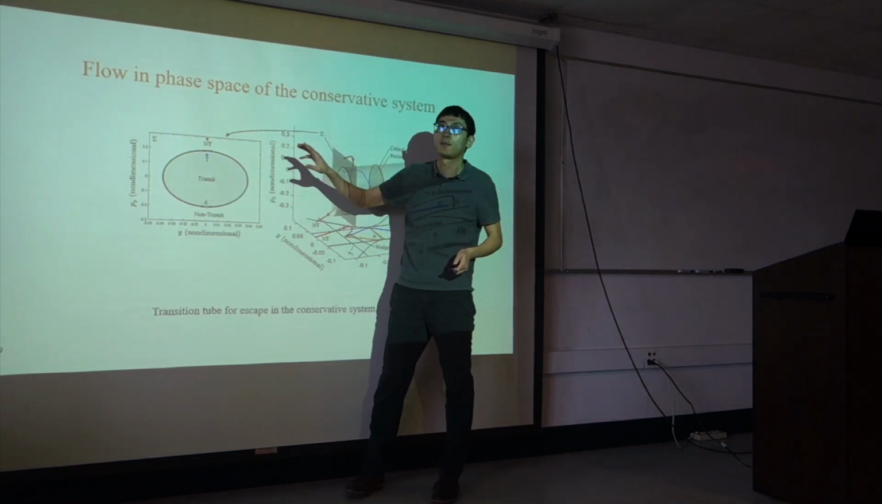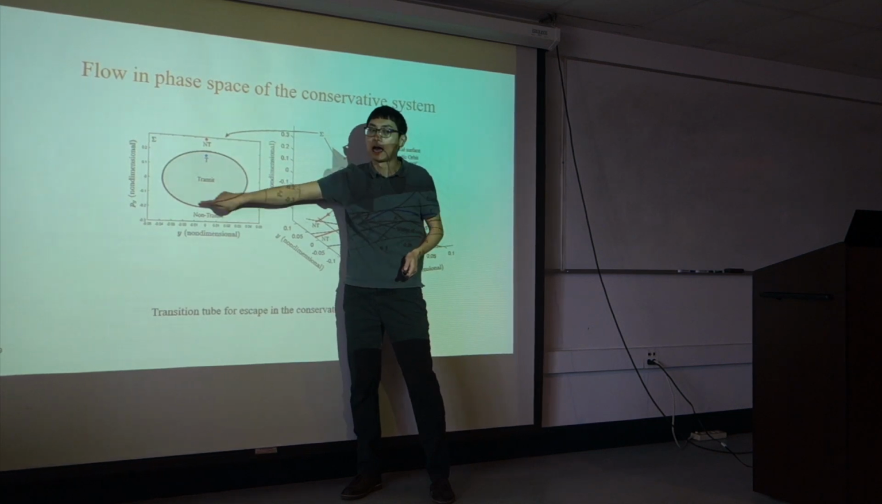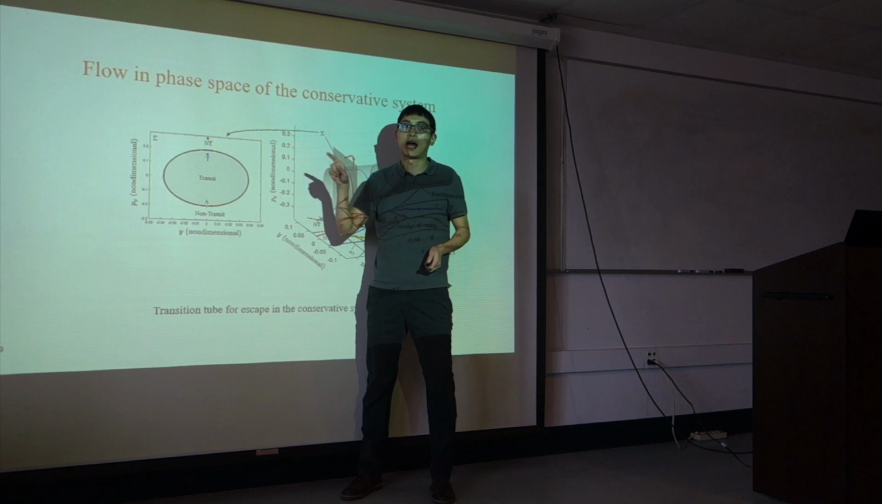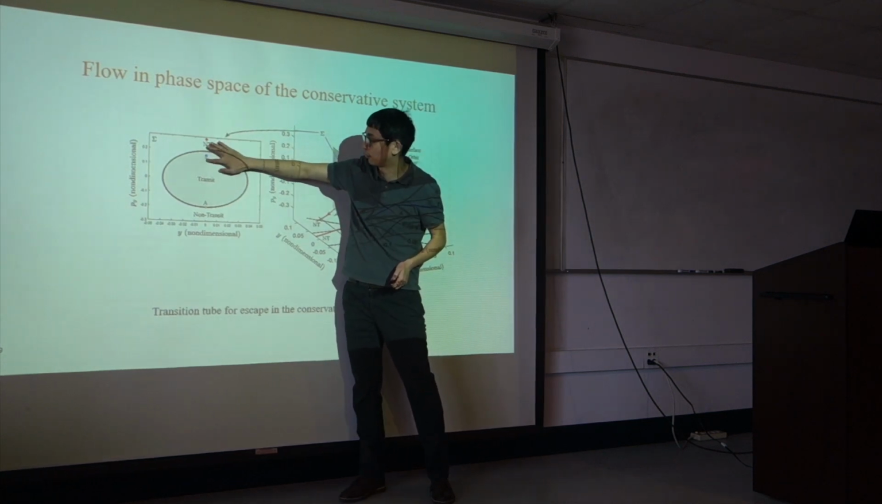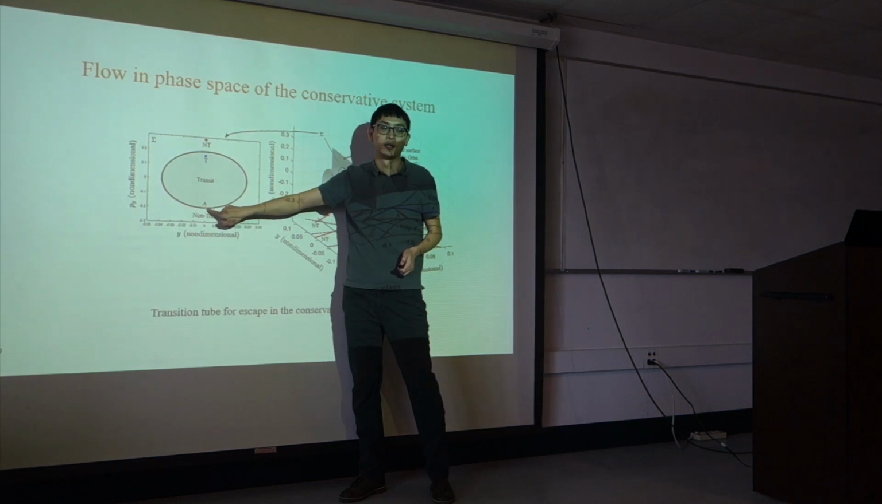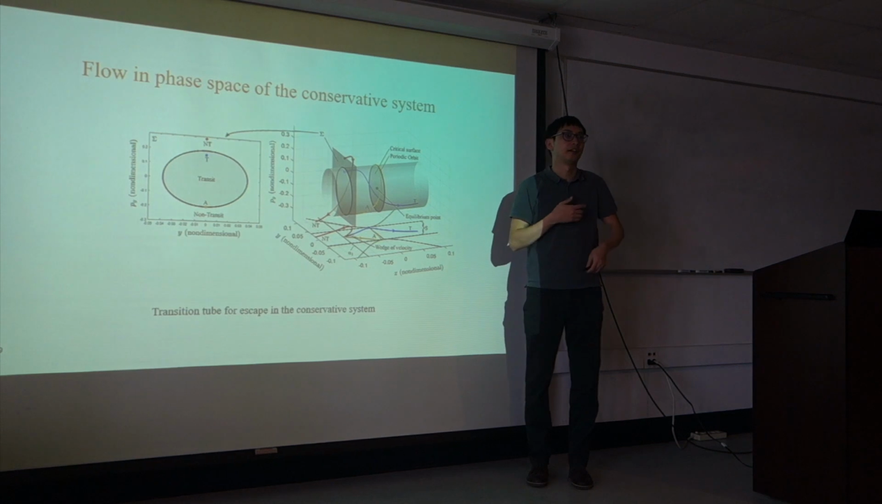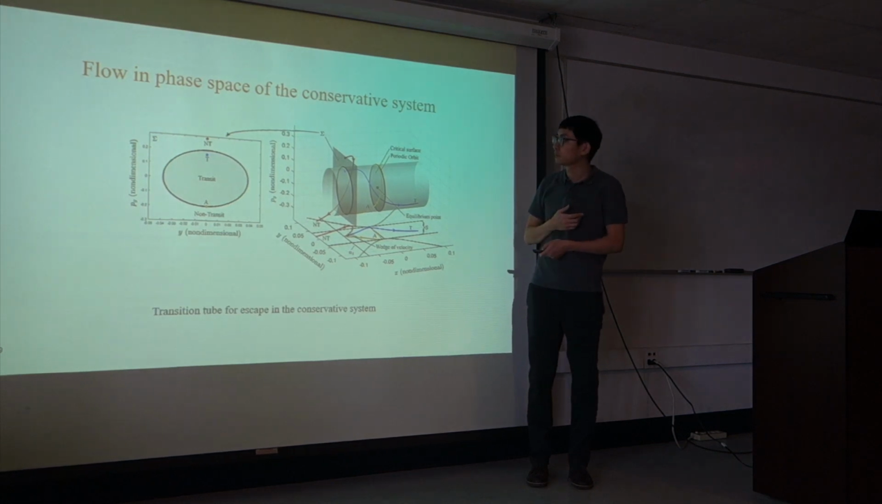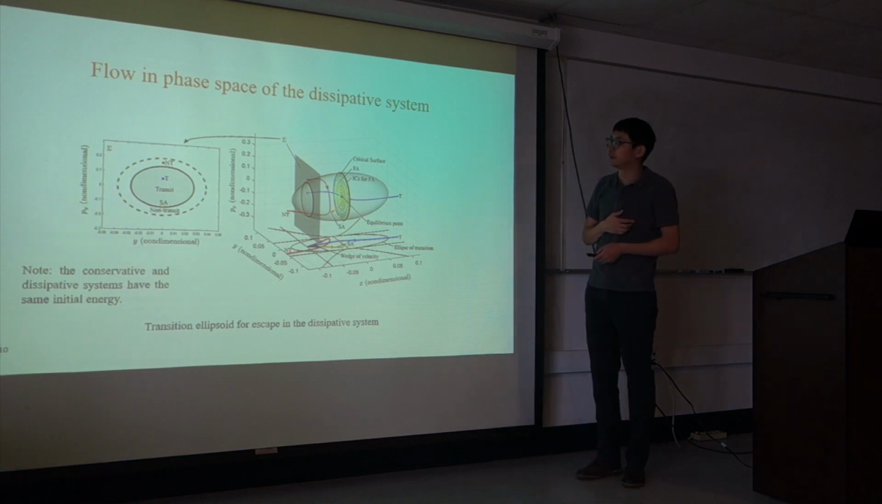I select 3 points. One is outside, one is inside, and one is on the boundary. After I integrate forward, I can obtain non-transit orbit, transit orbit, and asymptotic orbit. So here it shows the result I obtained here is right. Then I show the flow in phase space of the dissipative system.